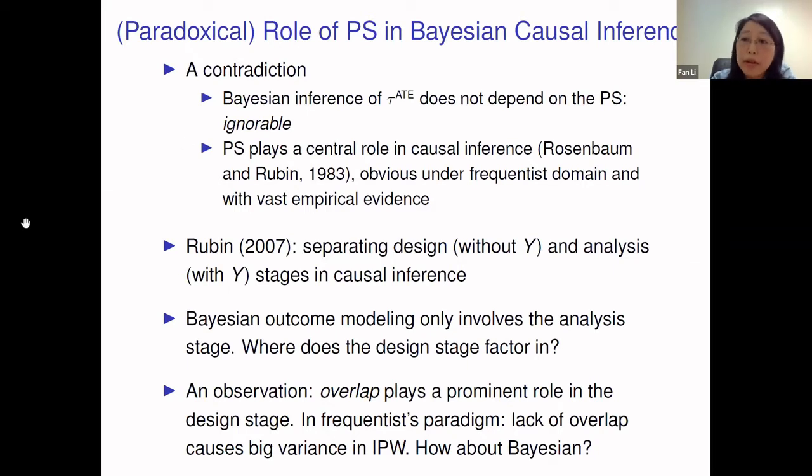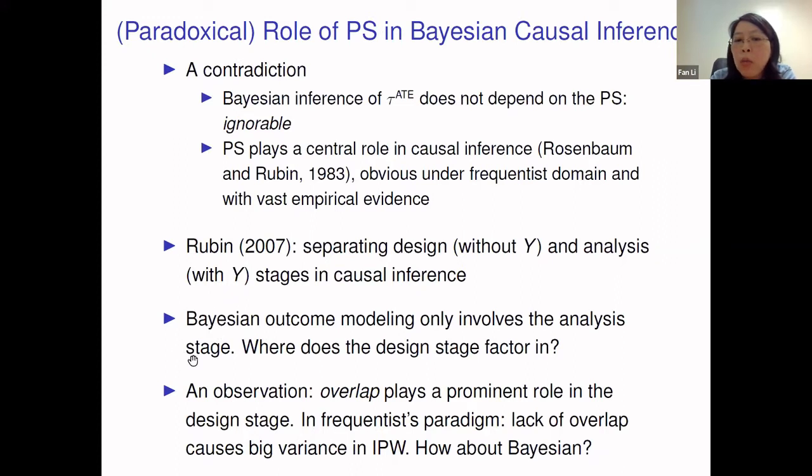One important concept before I get into more details: Donald Rubin, in a 2007 paper, summarized and advocated that in causal inference you should separate design and analysis. What is design? Design is the stage where you do things without looking at y, and analysis is the part where you do look at y. That was actually his idea for a long time, but it was summarized in 2007.